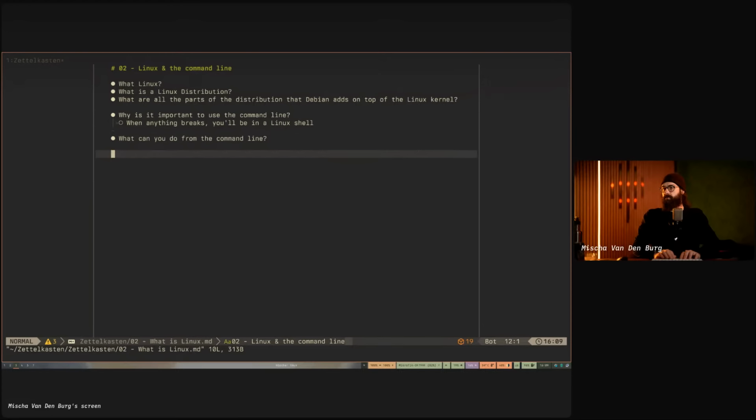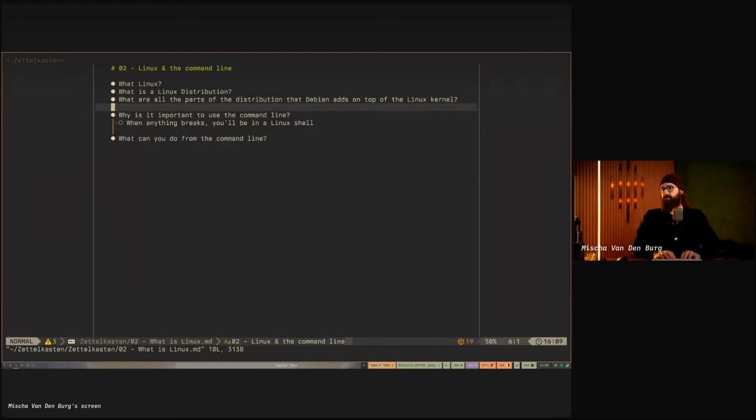Cool. So last week we talked about why you should learn Linux, right? And someone asked, what is a Linux distribution? And we were also talking about Debian. And someone asked a really good question, which is, what are all the parts of the distribution that Debian adds on top of the Linux kernel? That is basically the question that was asked. And I figured we could go a little bit deeper into that.